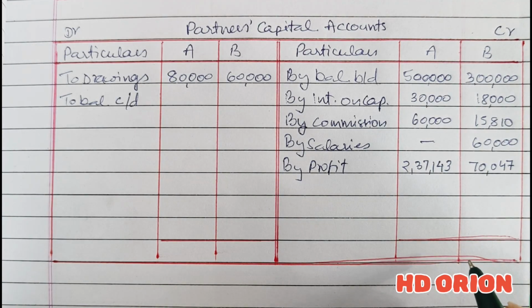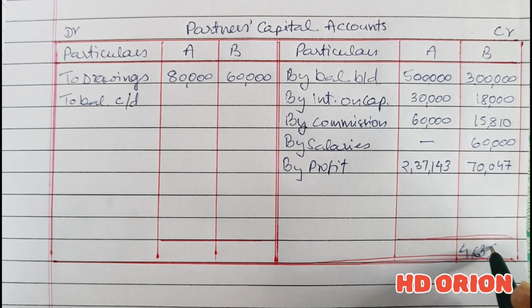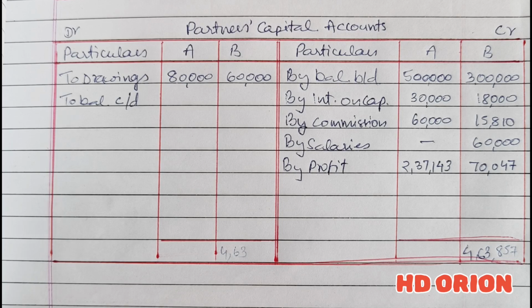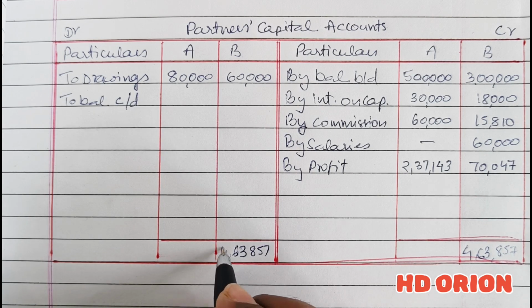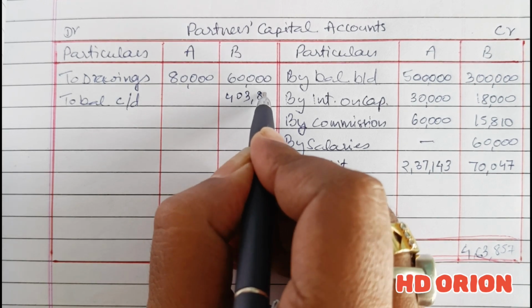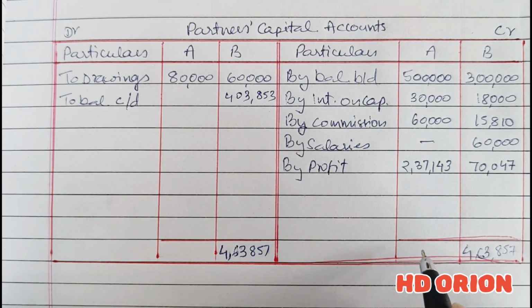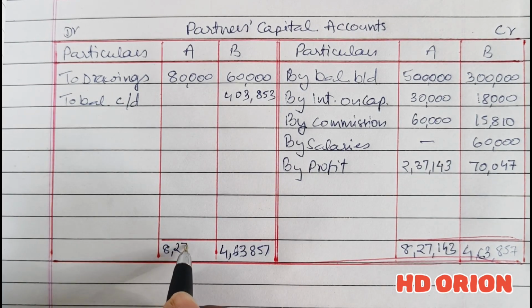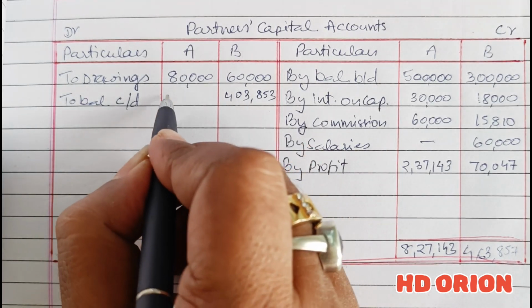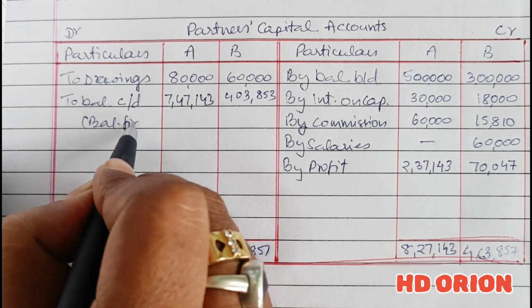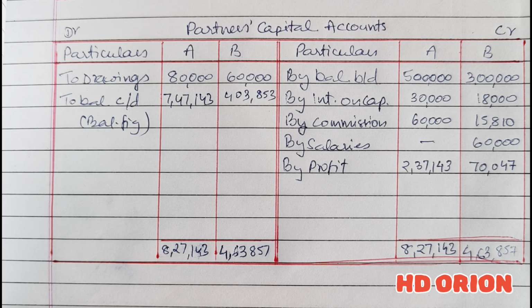So the grand total here is rupees 4,63,857, and the balancing figure is rupees 4,03,857. For A, it is 8,27,143, and the balancing figure here is 7,47,143. This is the balancing figure. So this is how the capital account is to be prepared.